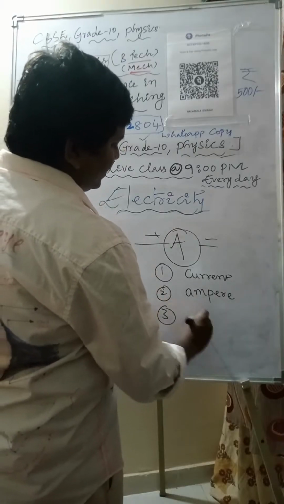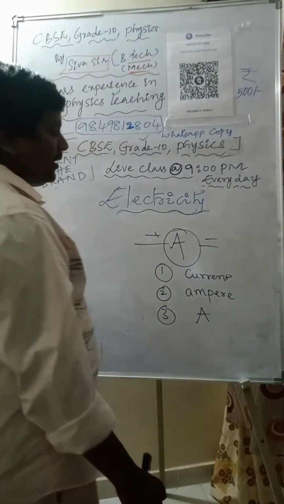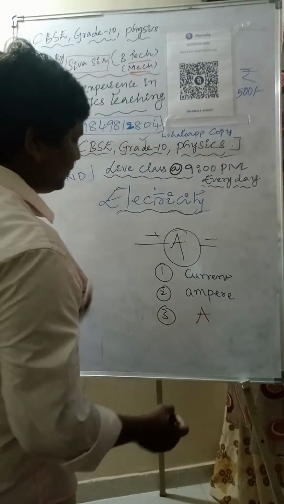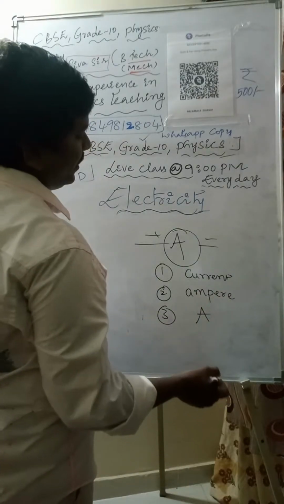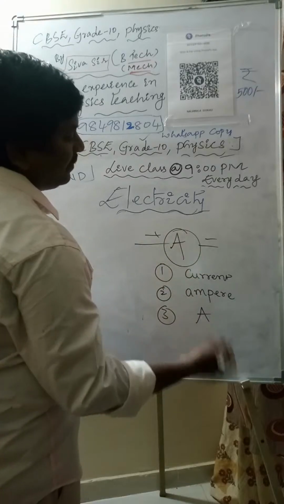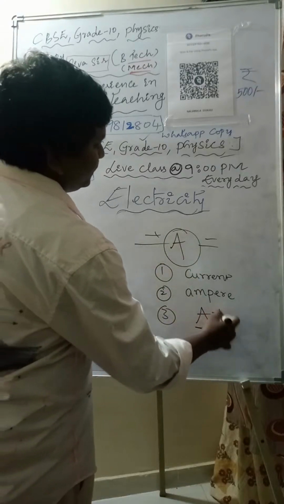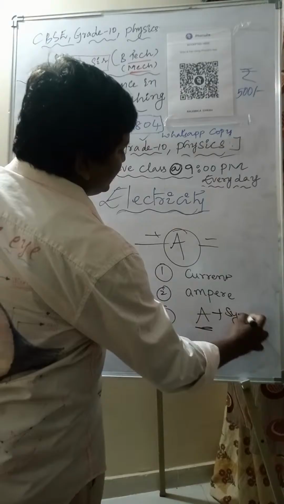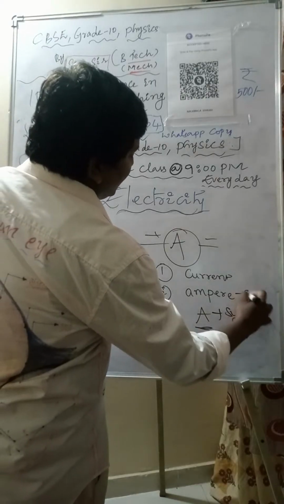And the third one is the symbol. You have to take the symbol. This is the symbol of the unit. The SI unit of current is ampere. Ampere symbol, this is the symbol. Okay, the SI unit of current is ampere, so this is the SI unit.